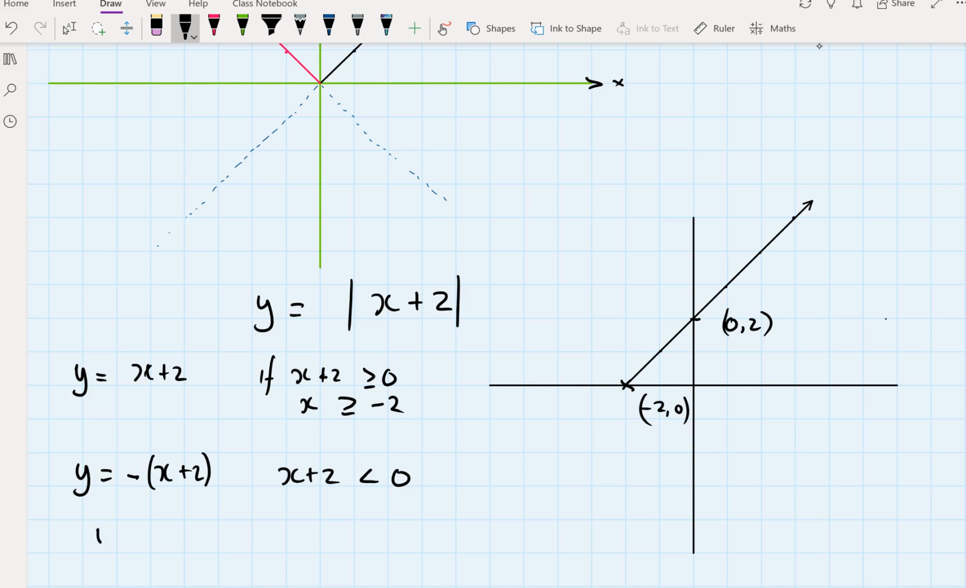In other words, it's going to be the graph y is equal to minus x minus 2. And I'm going to draw that when x is less than minus 2. So in other words, when x is at minus 3 or when x is at minus 4 and so on, I'm going to draw this function over here. That function's got a negative gradient and it cuts the y-axis over here at minus 2.